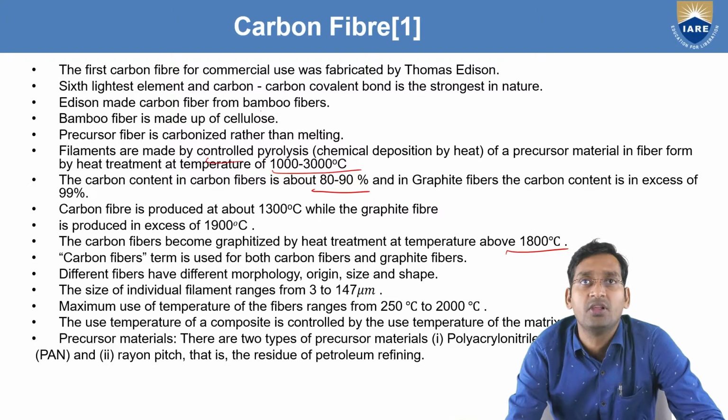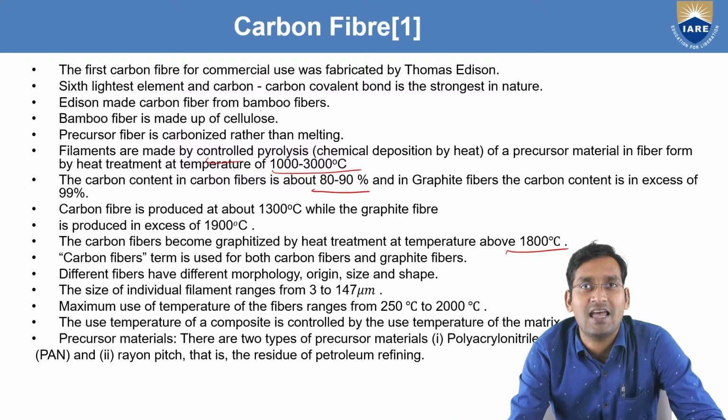And that's why we are using 1900 degrees Celsius, greater than 1800 degrees Celsius. The term carbon fiber is used for both carbon fiber and graphite fiber. So generally, if we say carbon fiber, that means both carbon fiber and graphite fiber. The difference is that one is produced at 1300 degrees Celsius, and the other one, the graphite fiber, is produced at 1900 degrees Celsius.